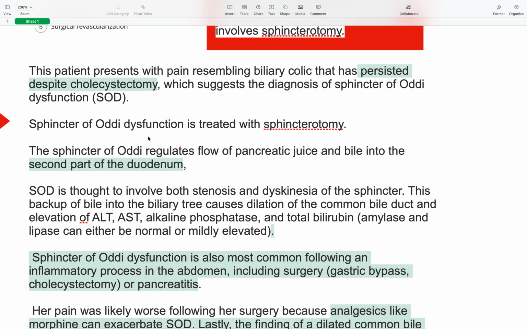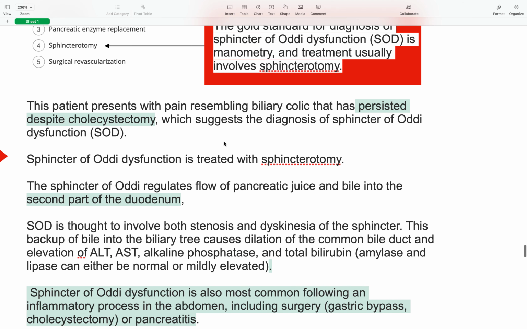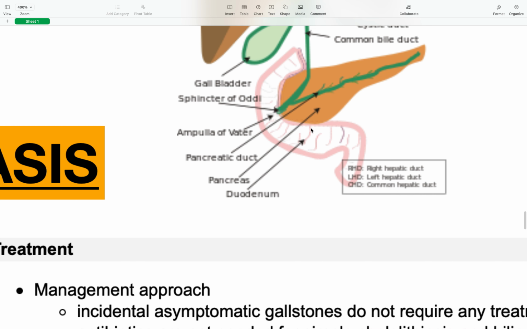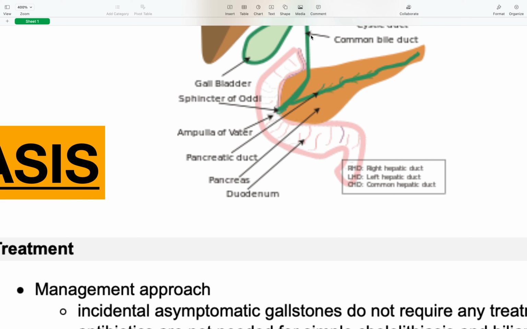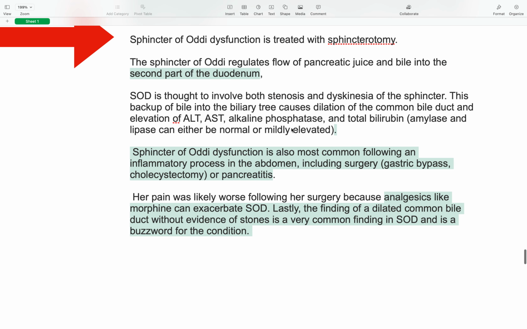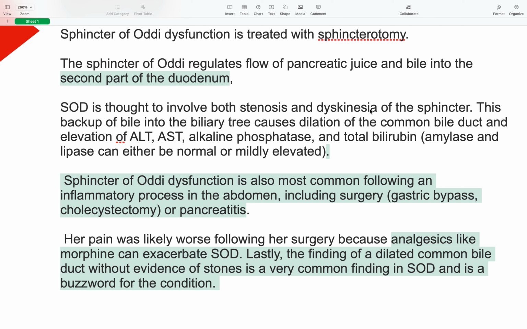So sphincter of Oddi dysfunction is treated with sphincterectomy, and the sphincter of Oddi regulates flow of pancreatic juice and bile into the second part of the duodenum. So here we have a picture where this is the sphincter of Oddi. The bile along with pancreatic juices drains into the second part of the duodenum. SOD is thought to involve both stenosis and dyskinesia of the sphincter. This is very important. It can cause stenosis or it can cause dyskinesia.